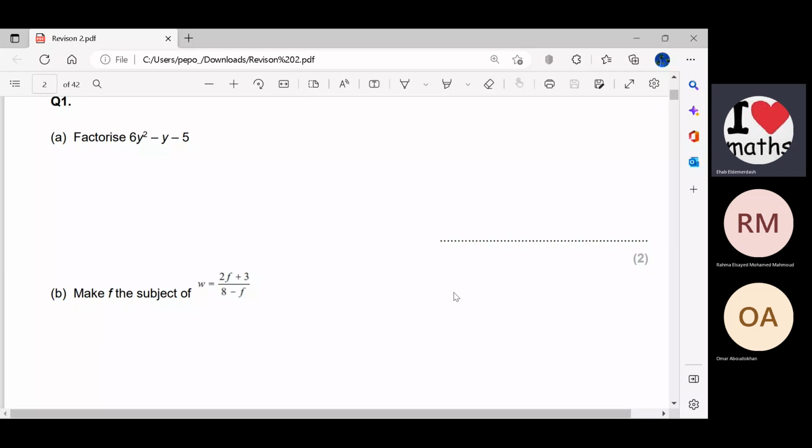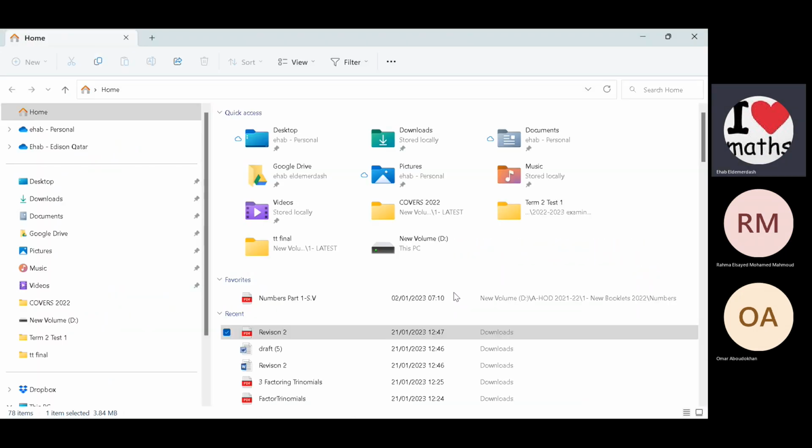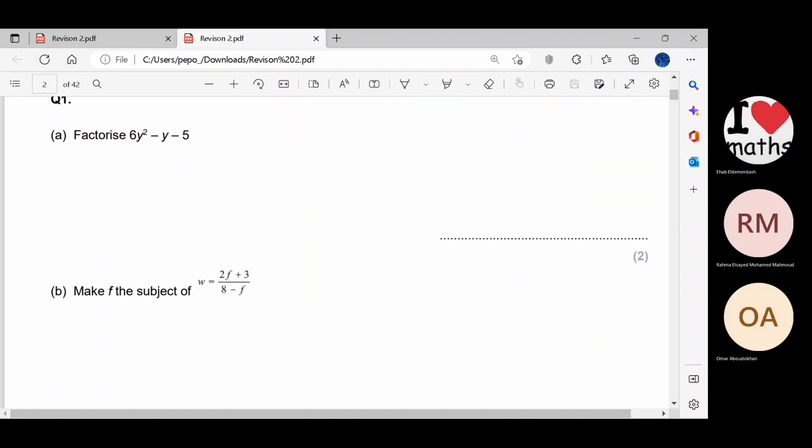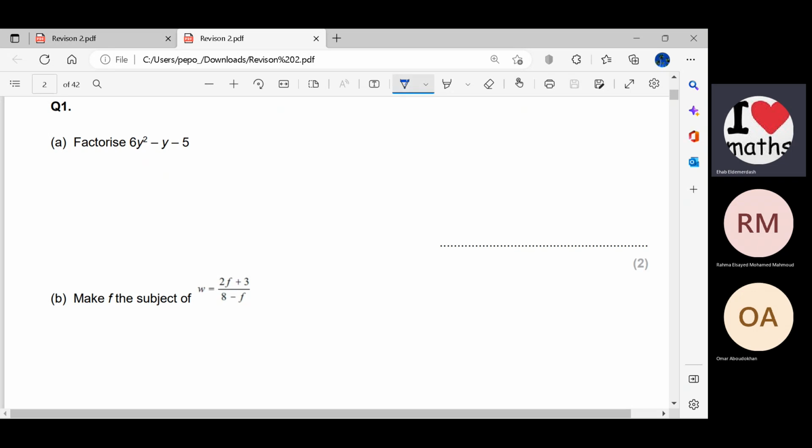Let's factorize. Do you have any problem with the factorization? Does anyone have any problem with factorizing? So I have the following. Okay, if you have any problem... So here, what should be the product? The product should be negative 30, with sum equal to negative 1.